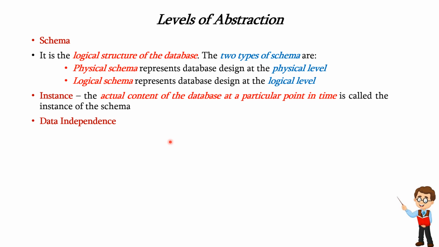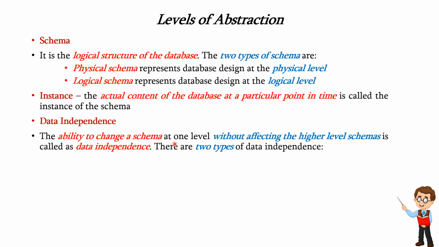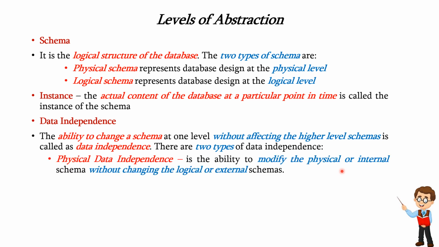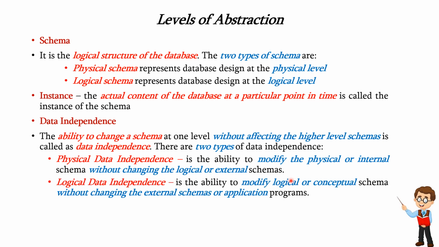Next, we have data independence. The ability to change a schema at one level without affecting the higher level schemas is called data independence. There are two types of data independence. First one is physical data independence. It is the ability to modify the physical or internal schema without changing the logical or external schemas. Next, we have logical data independence. It is the ability to modify the logical or conceptual schema without changing the external schemas or the application programs.